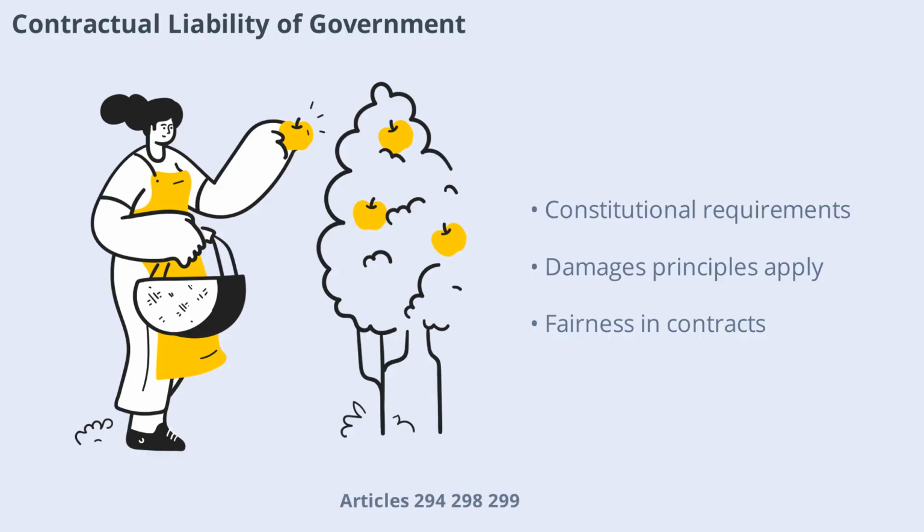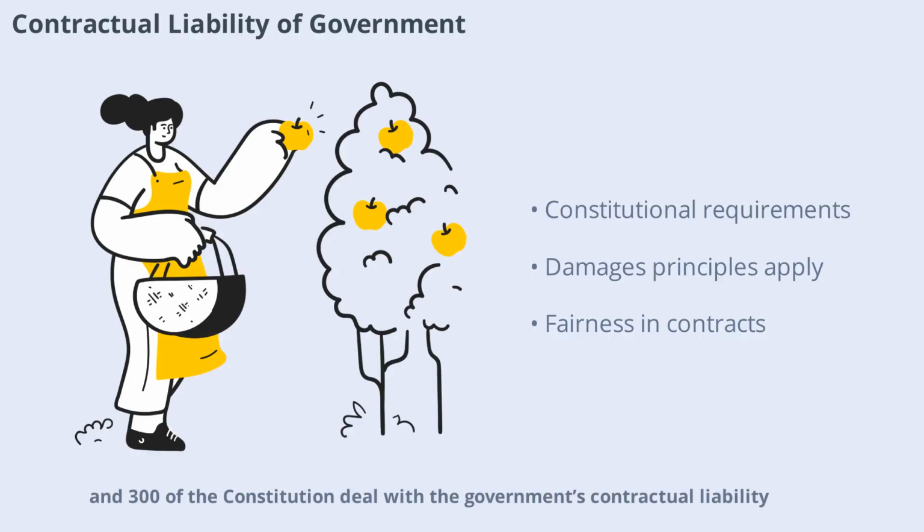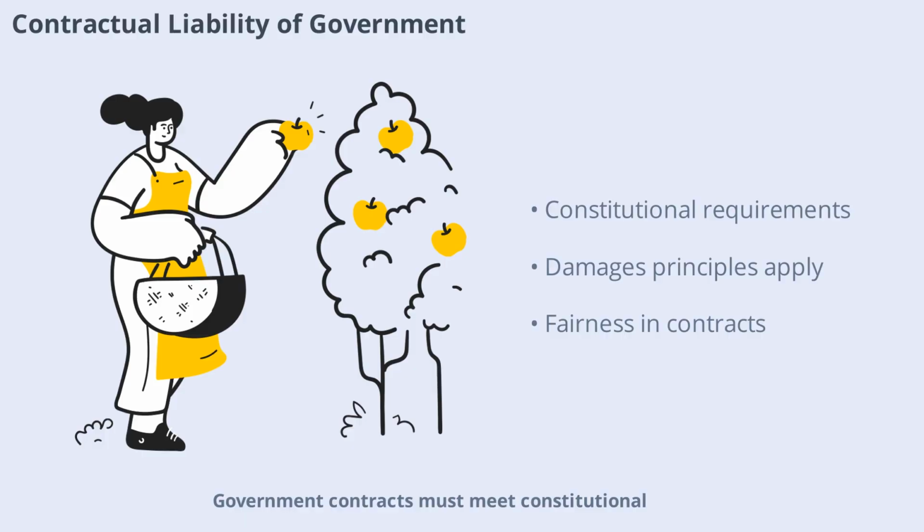Articles 294, 298, 299, and 300 of the Constitution deal with the government's contractual liability. Government contracts must meet constitutional and statutory requirements to be valid. The same principles for determining damages in private contracts apply to government contracts, ensuring fairness and consistency.